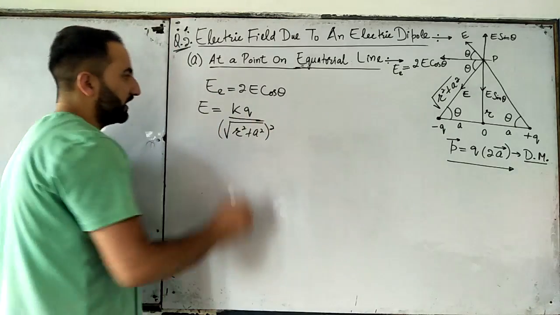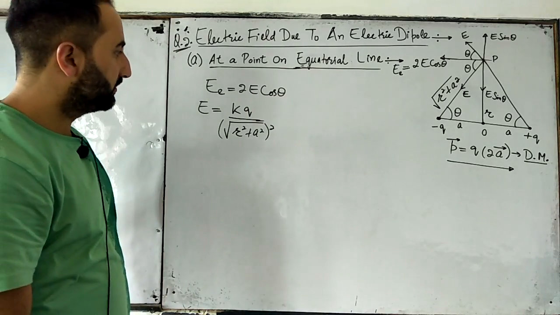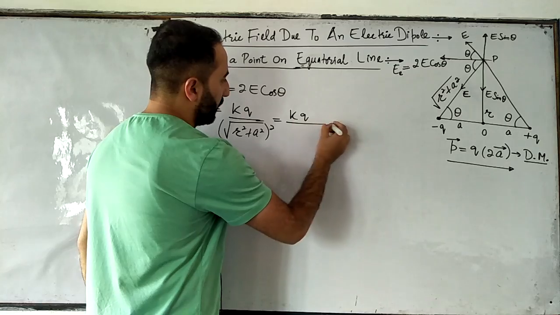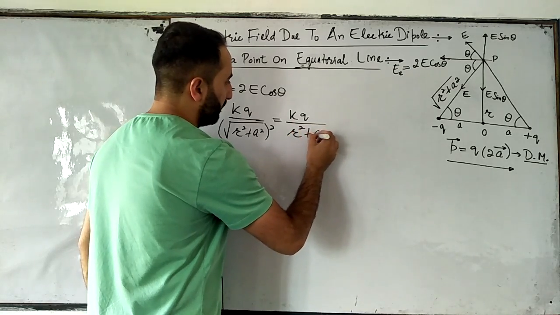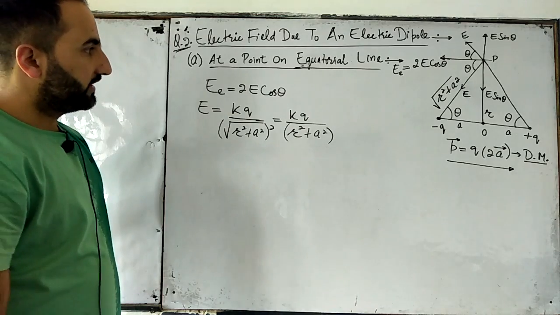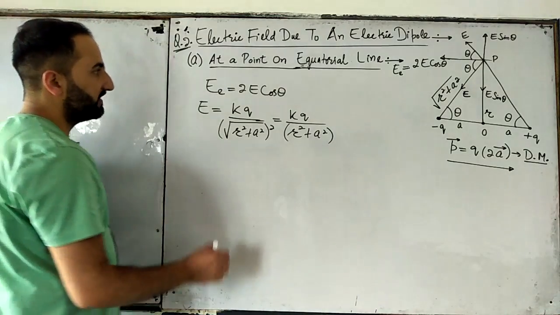So we are done with the electrostatic field. That's this. Square and root will cancel, so it will in turn be equal to KQ divided by r square plus a square, exactly like this. Clear? Okay, next what I will do is this.